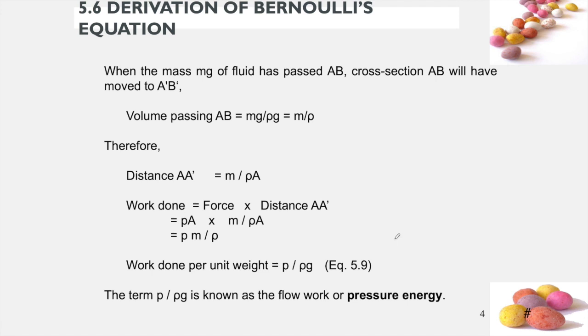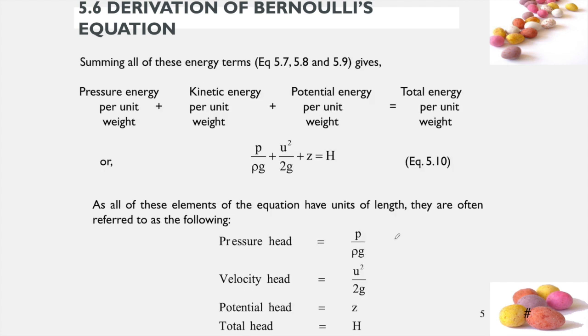So we have three different types of energy considered in Bernoulli's equation. First is pressure energy, second is potential energy, and third is kinetic energy. By summing all these energy terms, we get this general equation: P over rho g plus u squared over 2g plus z equals H. This is the total energy per unit weight.